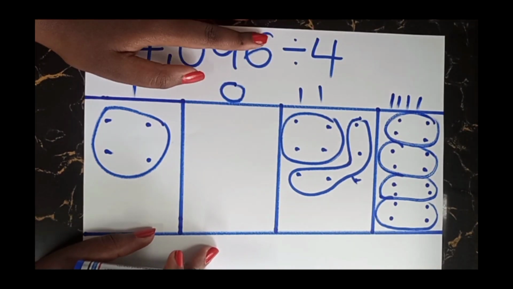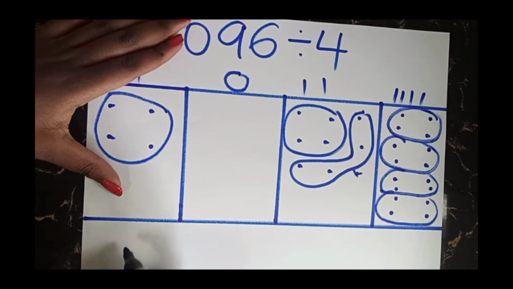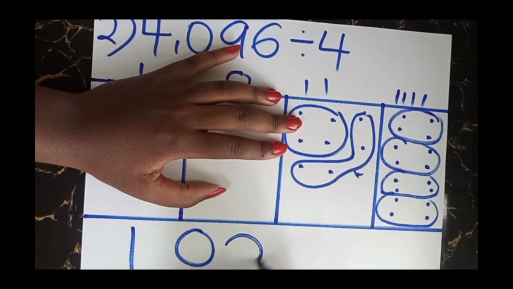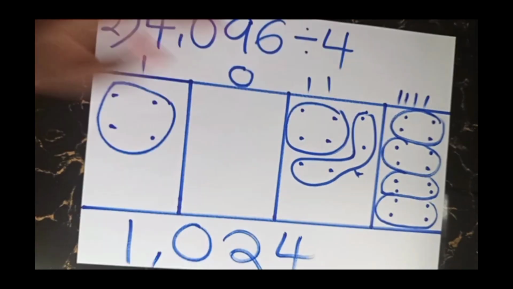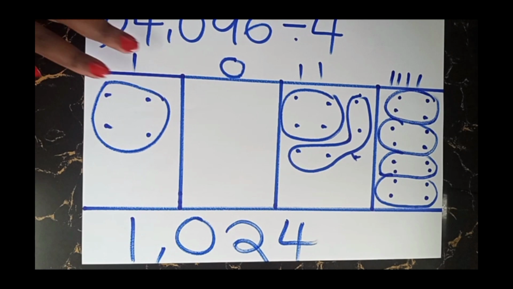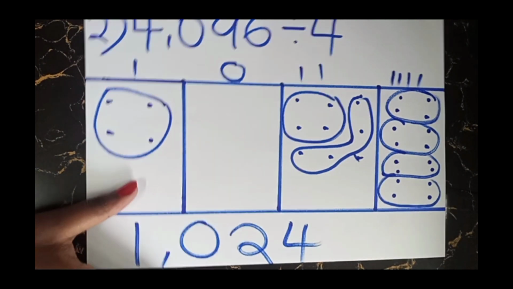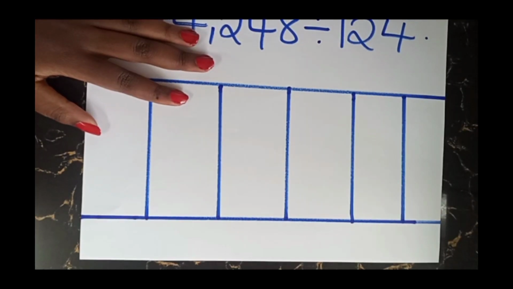Are we together? So that means that our answer will be 1, 0 because there's nothing there, we have 2 groups of 4 here and we have 4 groups of 4. So that means that our answer will be 1024. Are we together? Okay, so let's look at another example.